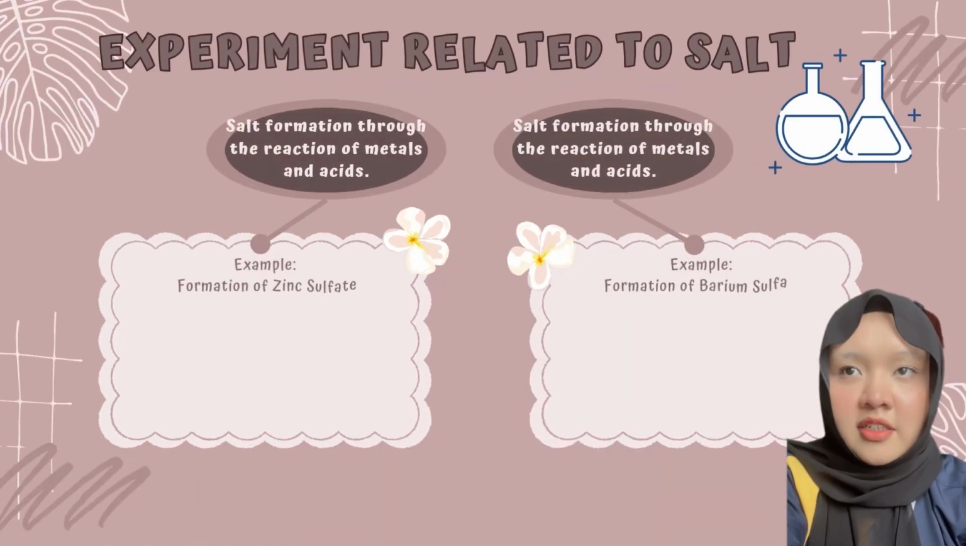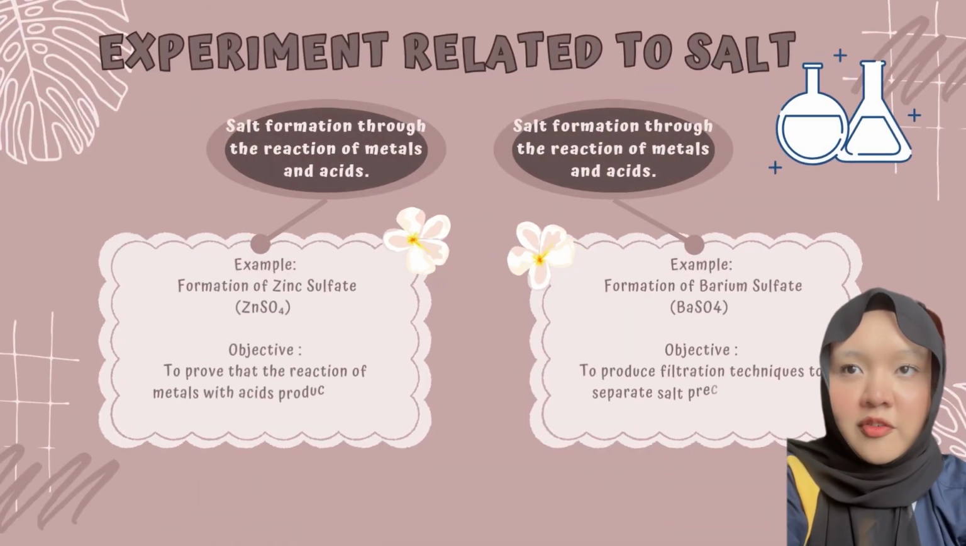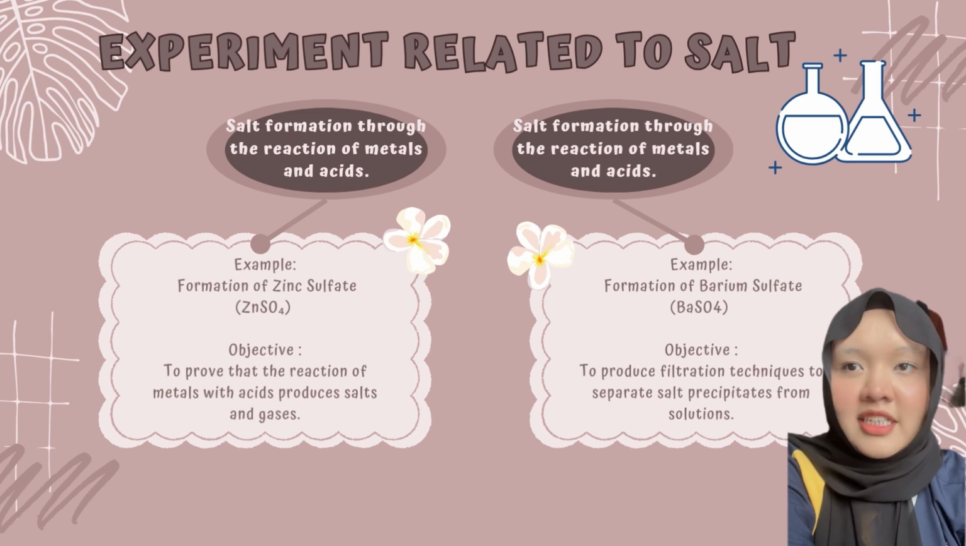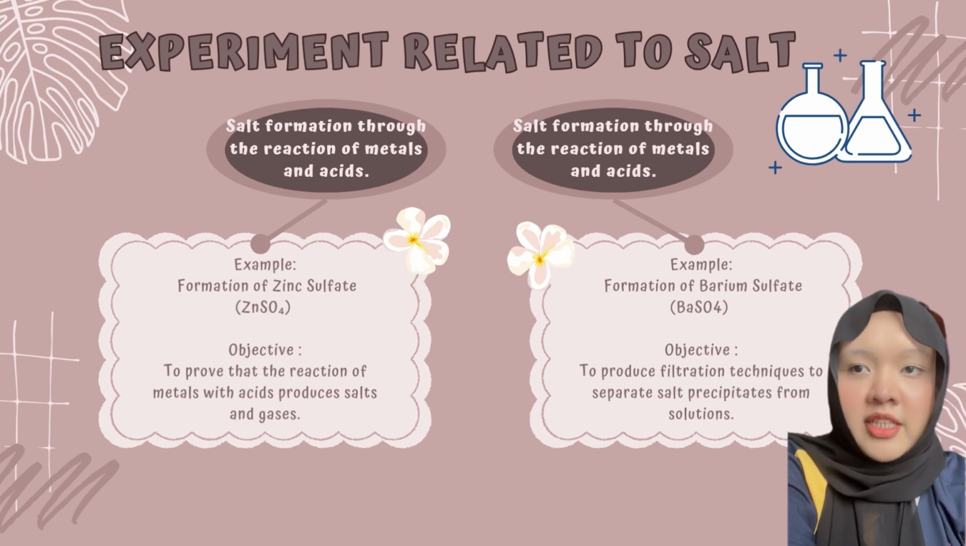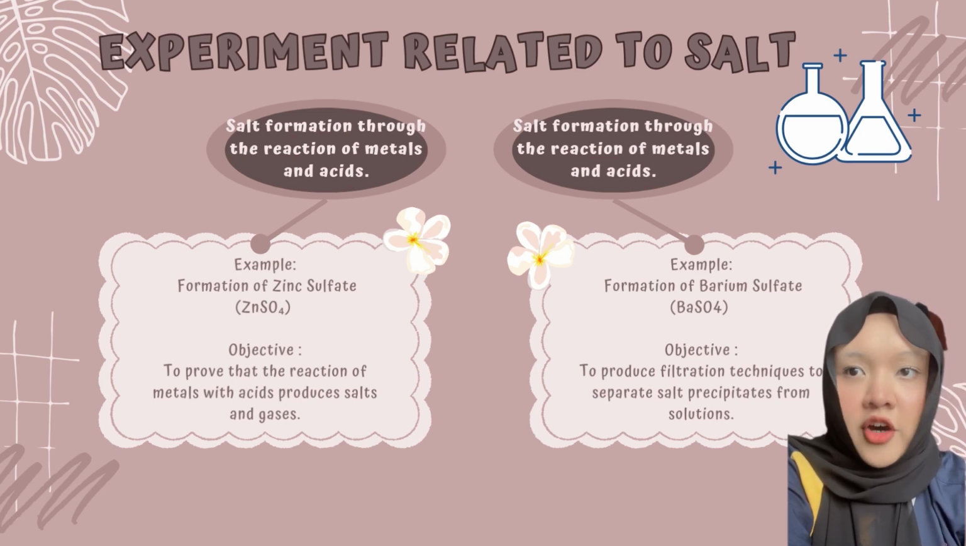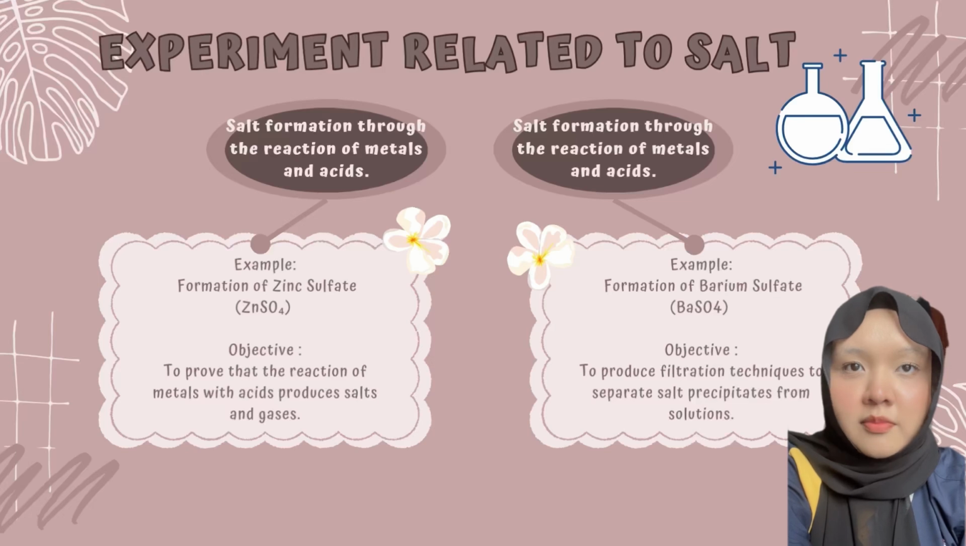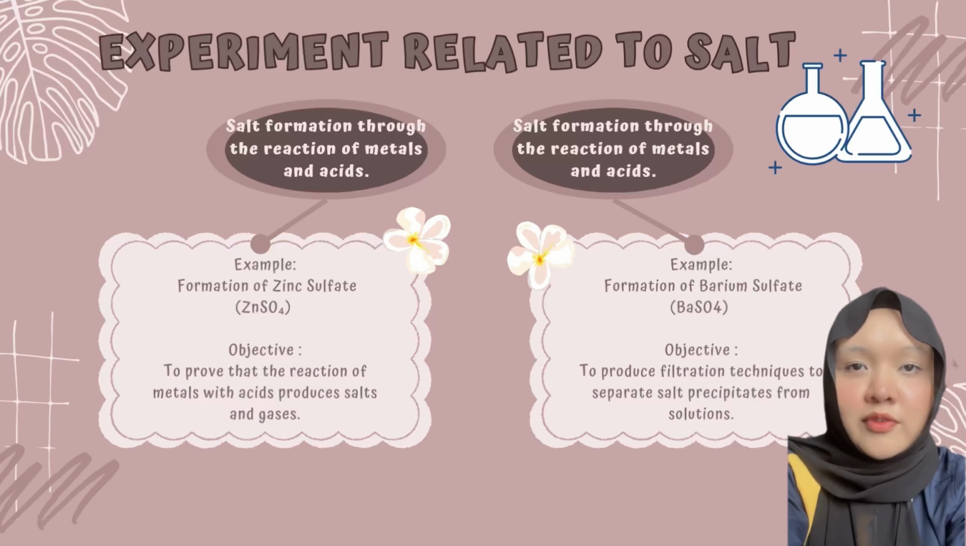Experiment related to salt. Salt formation through the reaction of metal and acid. Example, formation of zinc sulfate. The objective is to prove that the reaction of metal with acid produces salt and gases. Second experiment, salt formation through the reaction of metal and acid. Example, formation of barium sulfate. The objective is to use the filtration technique to separate salt precipitates from solution.